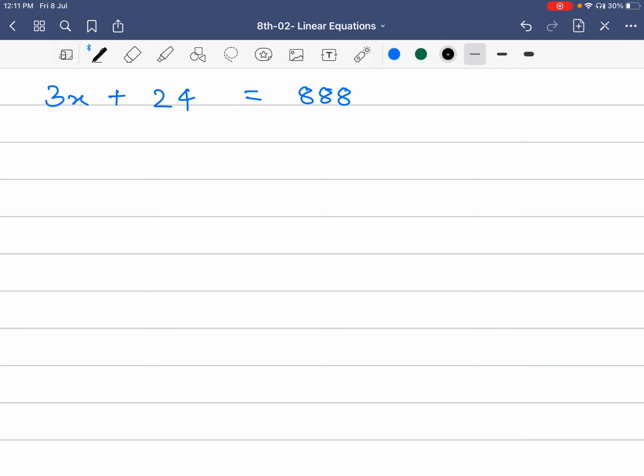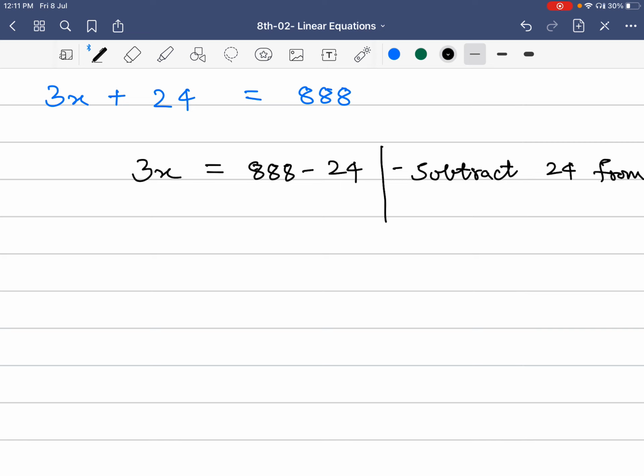I'm going to be a little bit fast here. I'm going to say 3x is going to be equal to 888 minus 24. What is it that I have done? I'll make a note here. Subtract 24 from both the sides of the equation. Therefore we are going to get 3x equal to 8 minus 4 is 4, 8 minus 2 is 6, so 864.